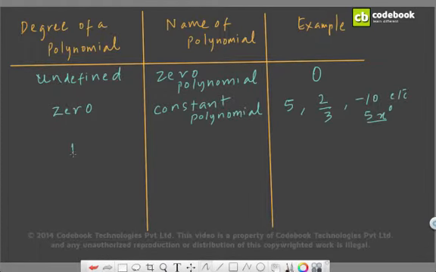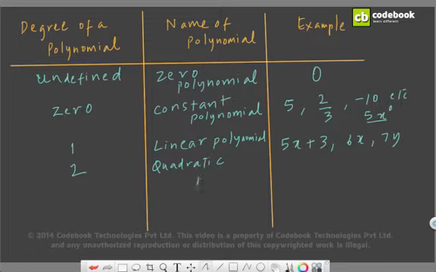Similarly, if the degree of a polynomial is 1, it is called a linear polynomial. Examples are 5x + 3, 6x, 7y, and so on. If the degree of the polynomial is 2, we call that a quadratic polynomial. Examples are x² + 5x + 1, 6y², ax² + b, etc.